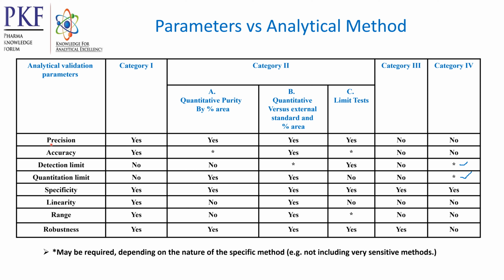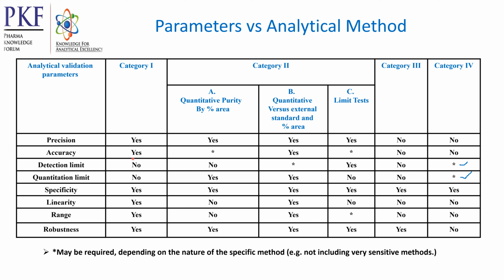Precision parameters. Category 1 must be performed. Category 2A must be performed. Category 2B must be performed. Category 2C must be performed. Category 3 no. Category 4 no.